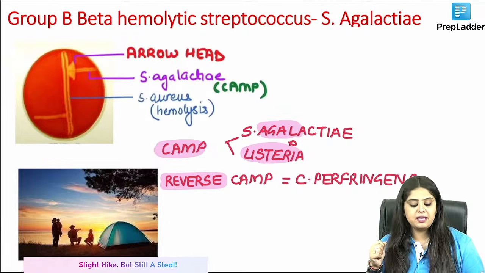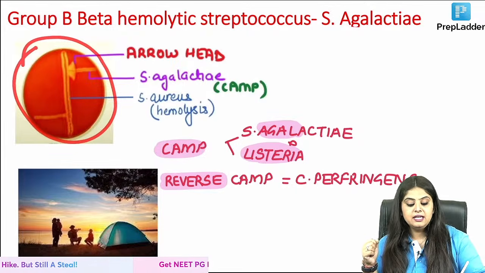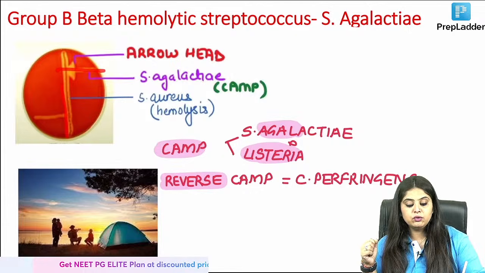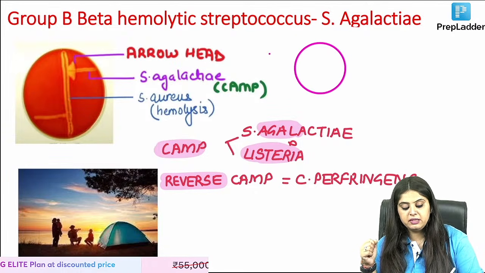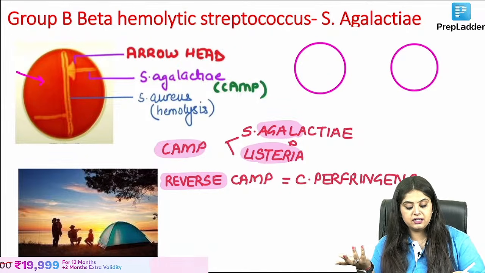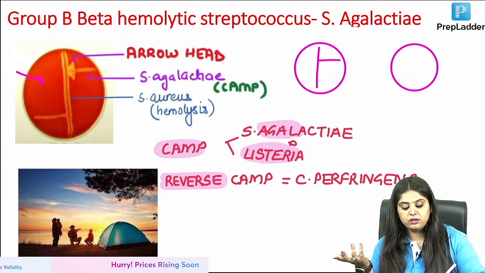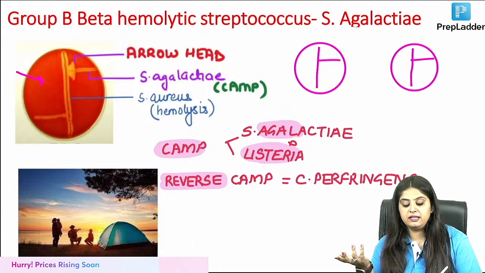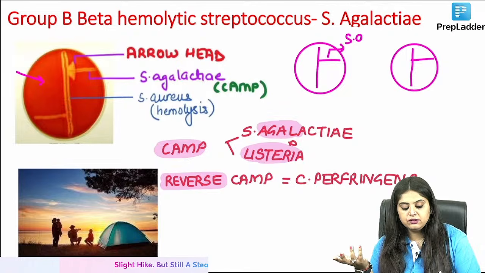How will I know in the exam, ma'am? दोनों का photo ना same दिखता है. CAMP and reverse CAMP का, you will have to look at these labeling. So everyone draw with me. I have these two red वाले blood agars. Common sense दिख ही रहा है blood agar. They will have vertical line, horizontal line, vertical line, horizontal line. दोनों में the horizontal line is going to be gala.